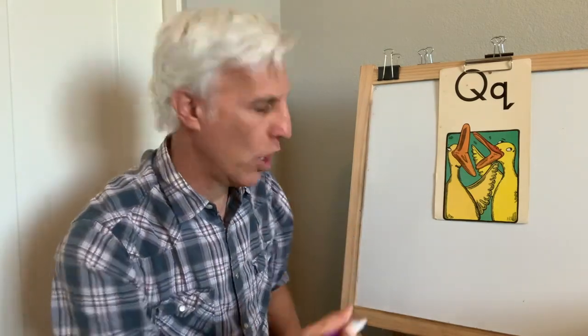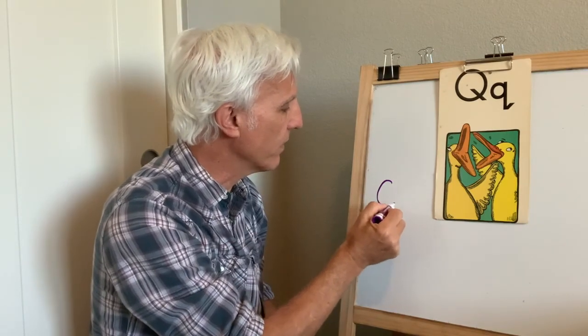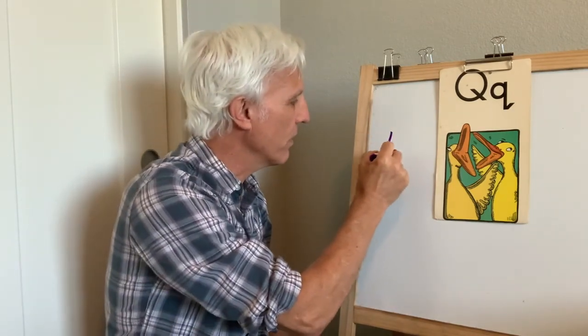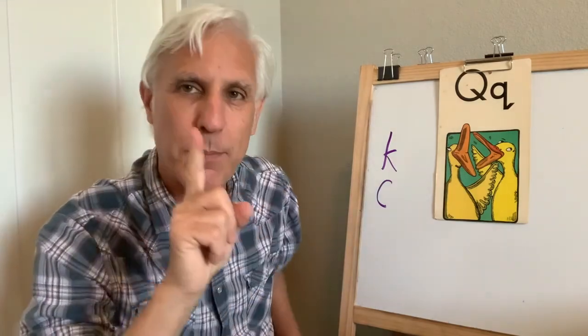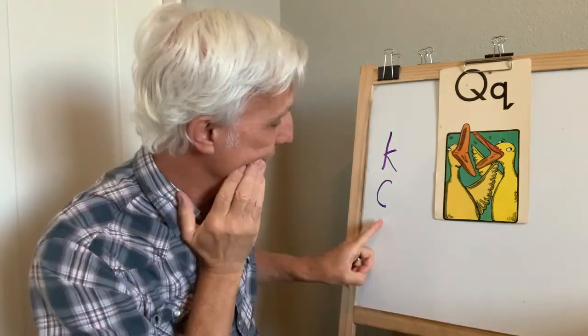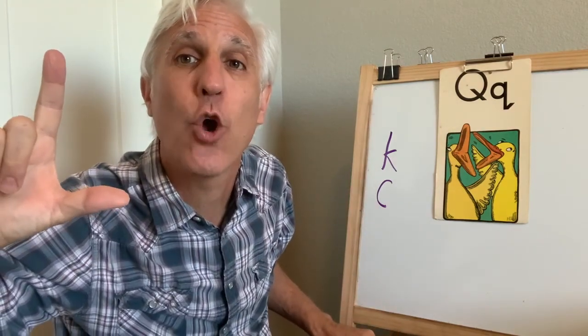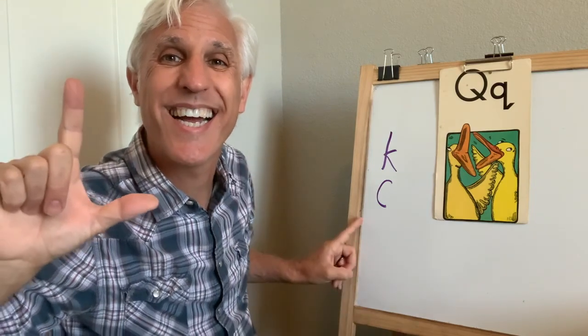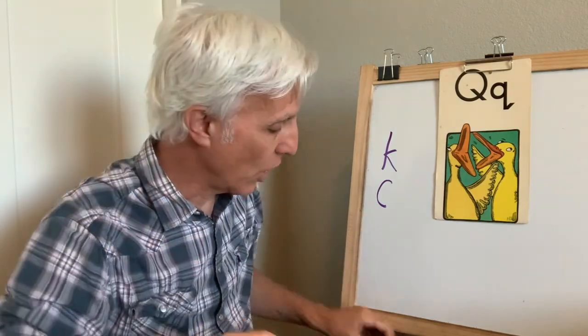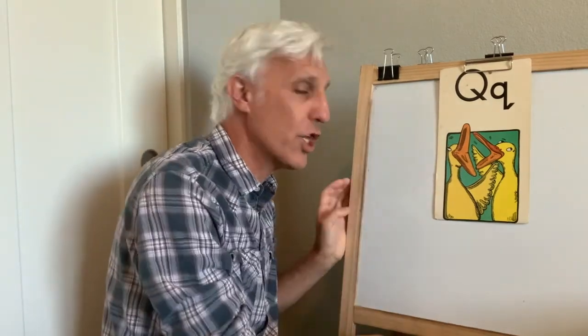How about the next one? Shh. Quiet. You say it. Quiet. Some people think that qua makes this sound, the C sound, or the K sound. They sound a little bit the same. Listen. K. Qua. K. Qua. Quiet. Yeah, they're different. Qua. Quiet. Starts with Q. Yes. How about this one?